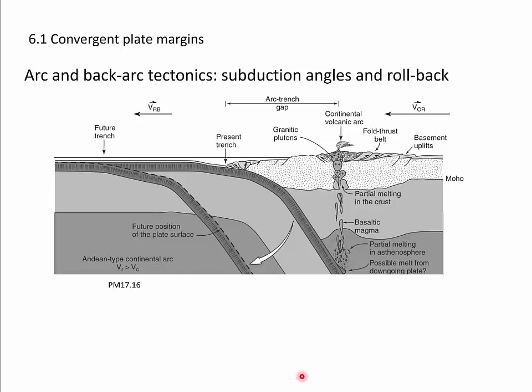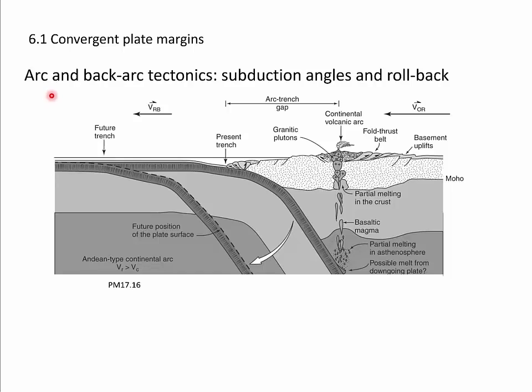How can we use rollback and plate movements to explain different types of arc and back arc tectonics? On the first slides we have seen different types of convergent margins. Some show contraction in the back arc, others show extension, and again other back arcs are tectonically stable and neither extend nor contract. The key to the understanding of these different back arc tectonics has a lot to do with the rollback and with the movement vectors of the overriding and the subducting plate.